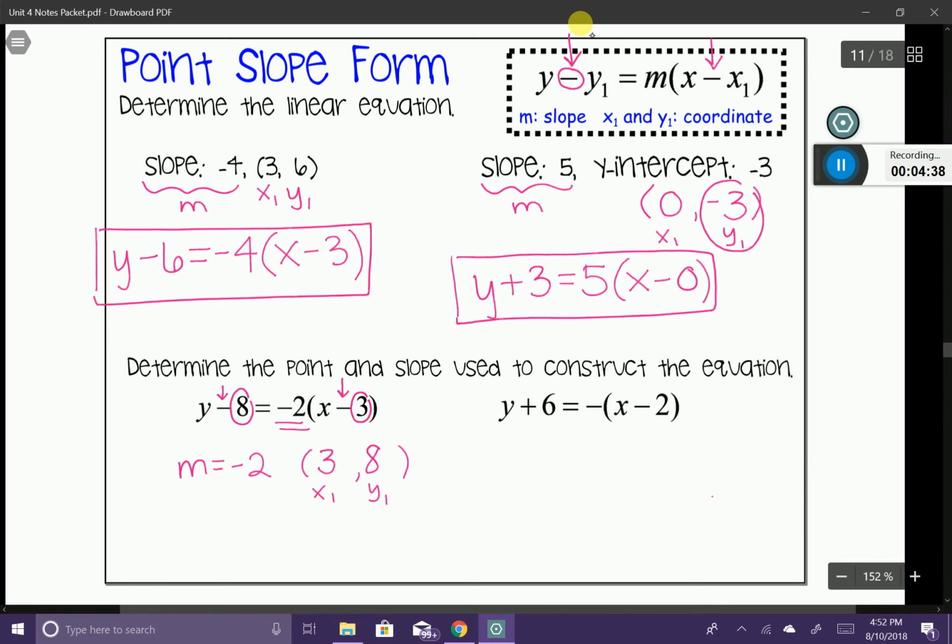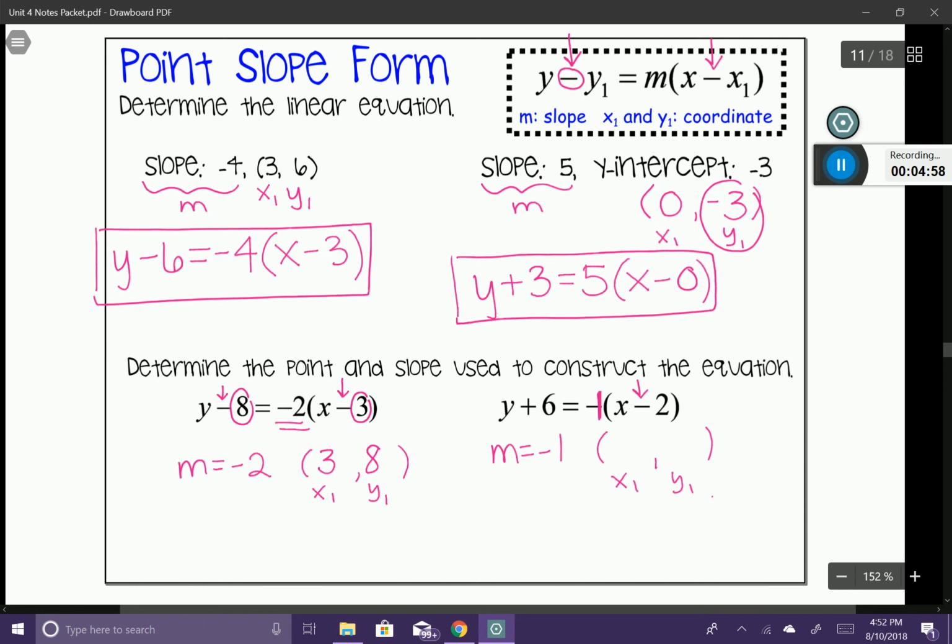Well, we learned back in Unit 1 that anytime you have a negative by itself, it really has a 1 standing next to it. So our slope is going to be -1 in this case. Now, our coordinate, our x1, y1, let's see what this is going to look like. Let's focus first on our x.